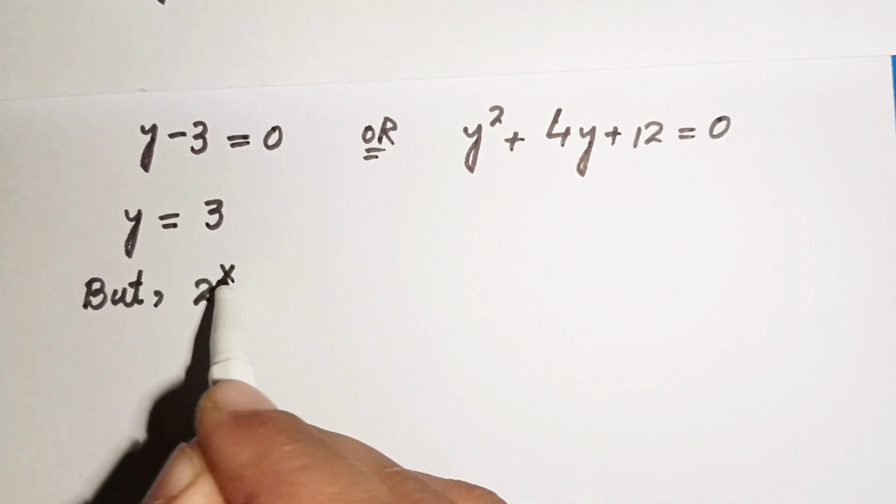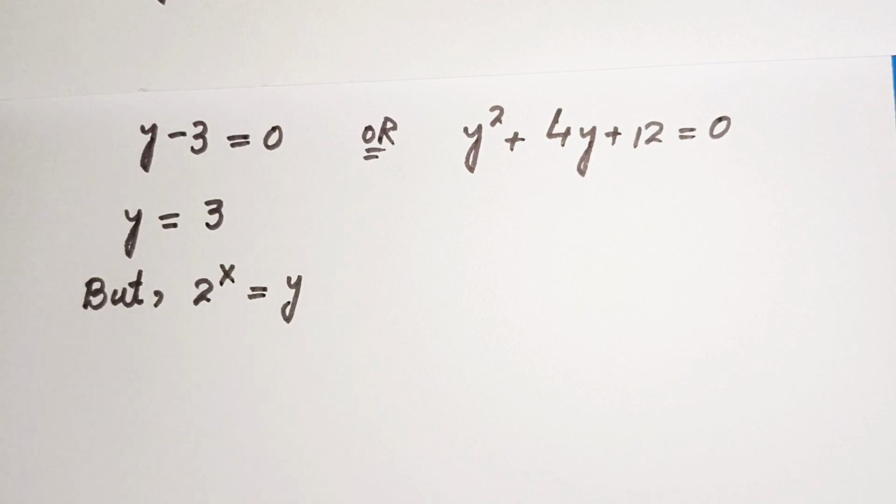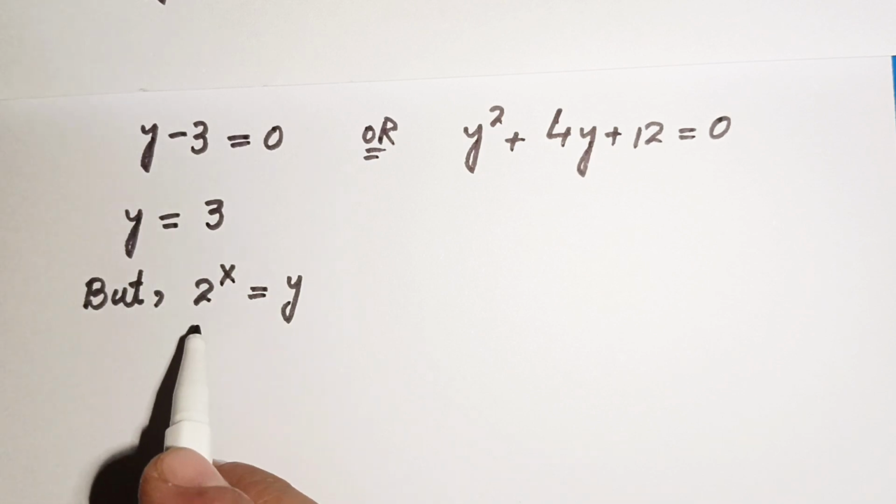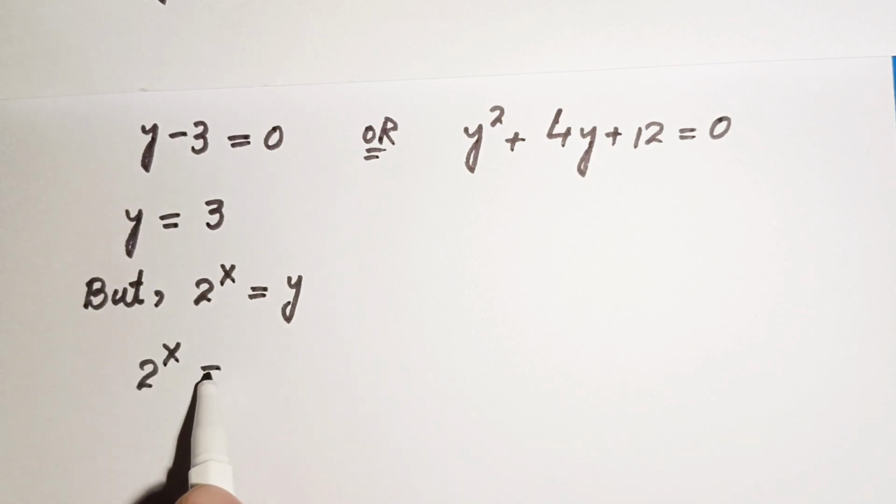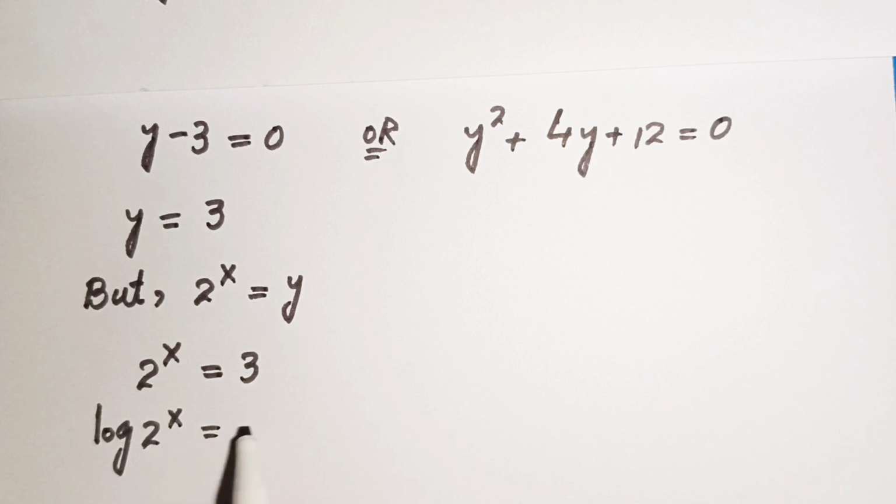Now we suppose that 2 to the power x is equal to y. So by comparison, here we have 2 to the power x is equal to 3. Now taking log on both sides, so log of 2 to the power x is equal to log 3.